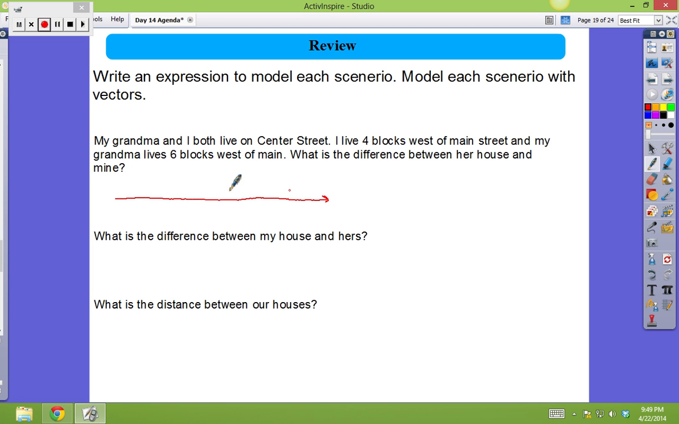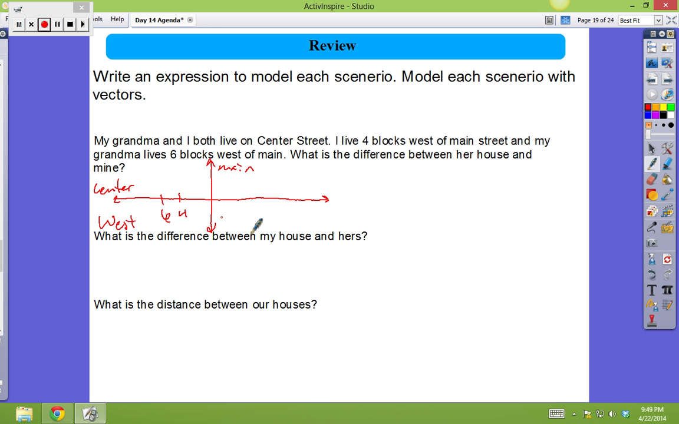So I'm going to set it up kind of like a number line. I'm going to say this is Center Street right here, and Main is going to go this way. So here's Main. Okay, I am 4 blocks west of Main, so somewhere in that neighborhood. 4 blocks, this is me. And then my grandma's 6 blocks, so I'm pretty close. There's my grandma. So we're both west of Main, so I got 2 options.